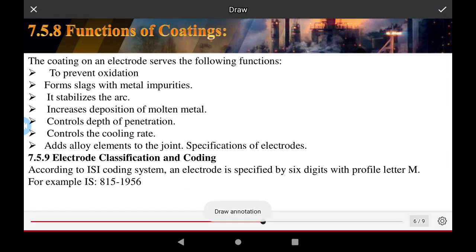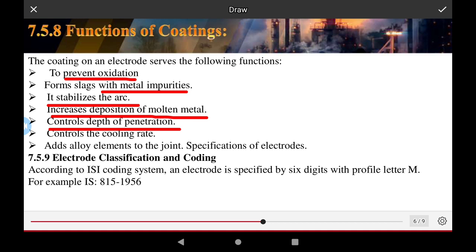The function of the coating is the application of the coating material used on the electrode to prevent oxidation of the electrode, and it forms a glass with the metal impurities, and flux is added for the metal impurities. It improves the suitability of the arc, increases the deposition of the welded material, and controls the depth of penetration. It also controls the cooling and adds alloy elements to the joint. Specification of electrode.